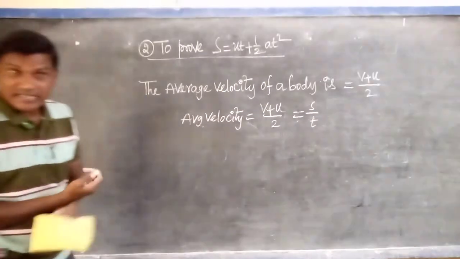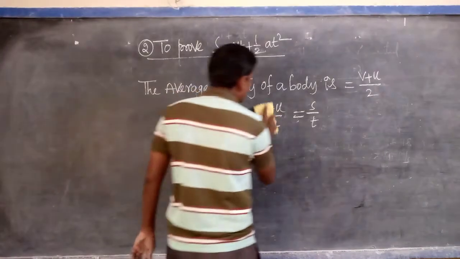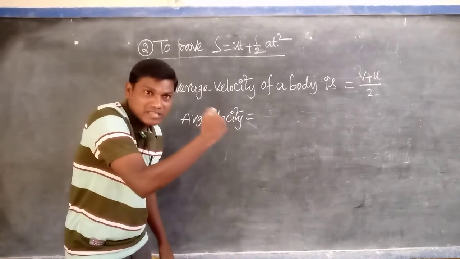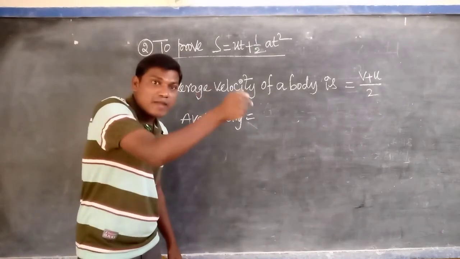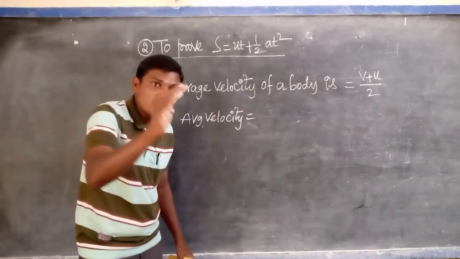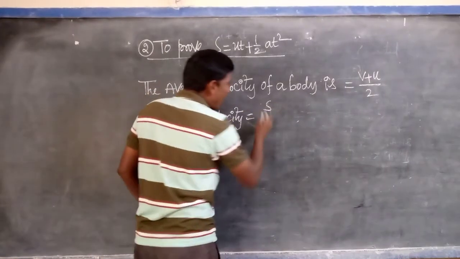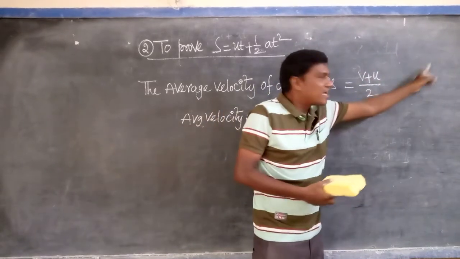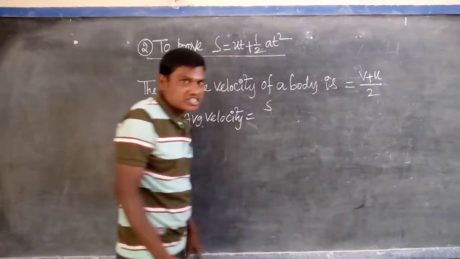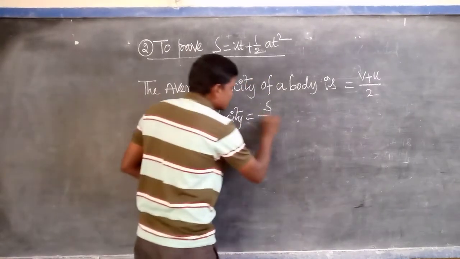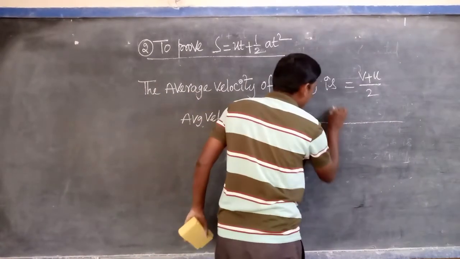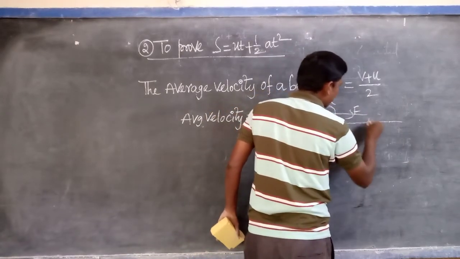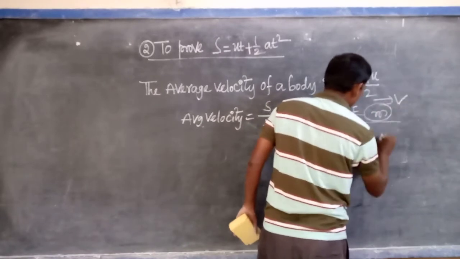Why can we write s by t? Before this, we mentioned the formula of average velocity: the total displacement or the distance traveled by a body in a particular direction upon the total time taken. After applying the force, the body goes from point A to point B, covering a certain distance in one particular direction in time t. That's why s by t. Listen very carefully. Here the initial point is A, velocity is u. After applying the force, with v it covers up to B.